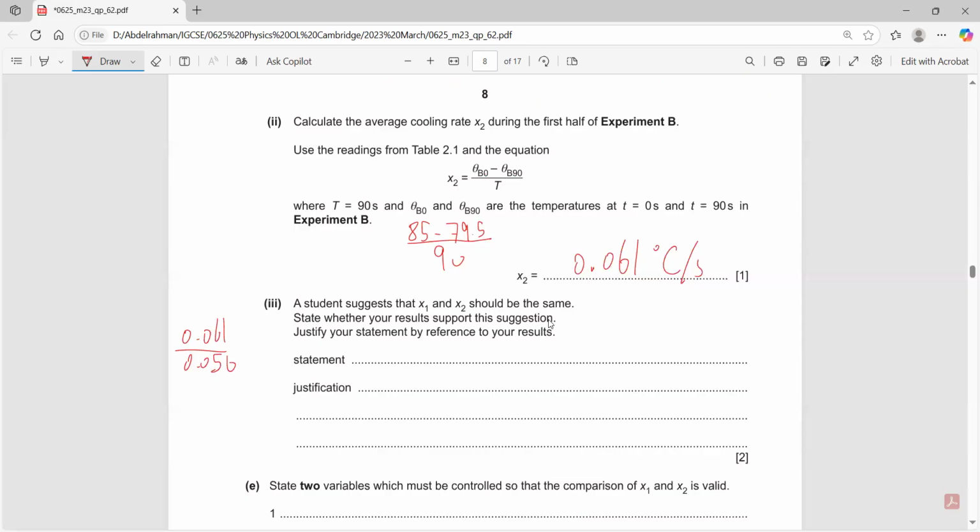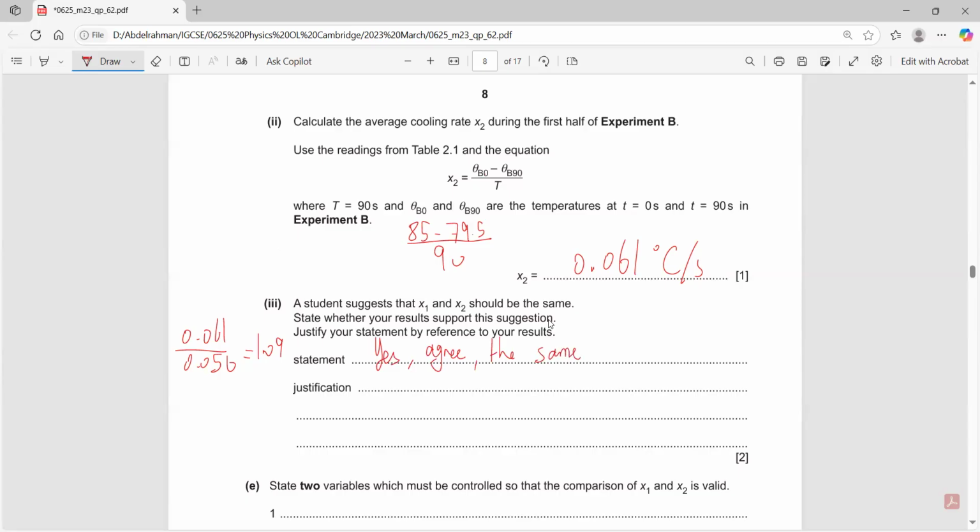0.061 divided by 0.056 is 1.089, 1.09, right? So this is a 9% difference, which is acceptable. They could be considered to be equal. So are they the same? Yes, we do agree, they are the same.